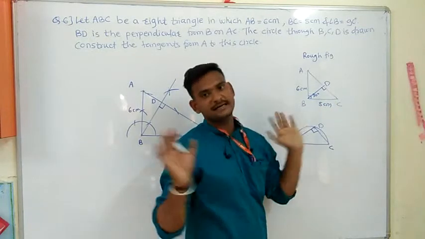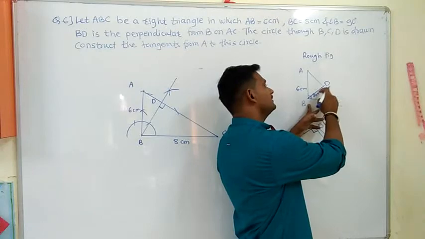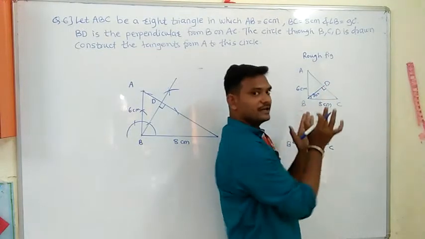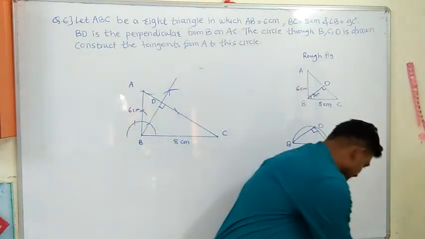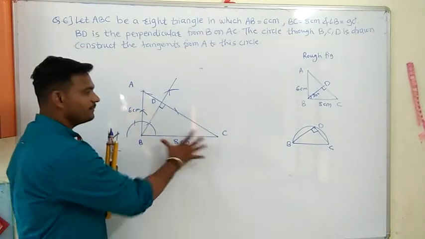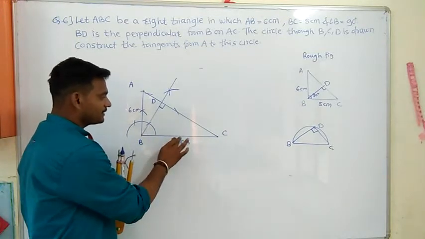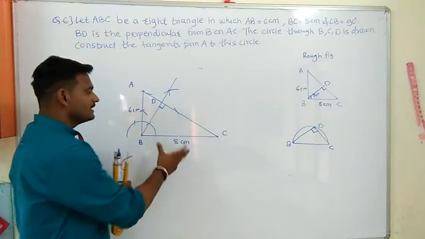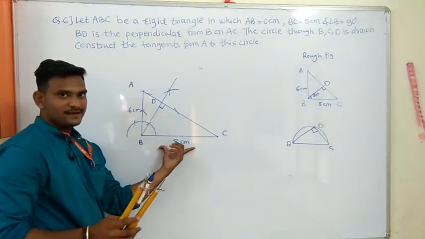BC must be the diameter. If we assume BC as a diameter, here we are getting the angle at D as 90 degree. Therefore, this BC must be a diameter. Considering BC as a diameter, we will draw a circle. First of all, we have to take a radius. To find the radius, we have to draw the half of this. We have to consider half of BC as the radius.